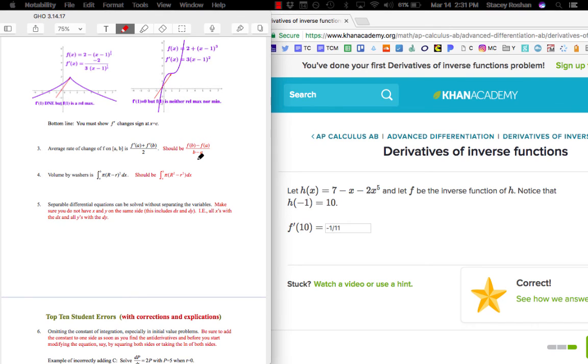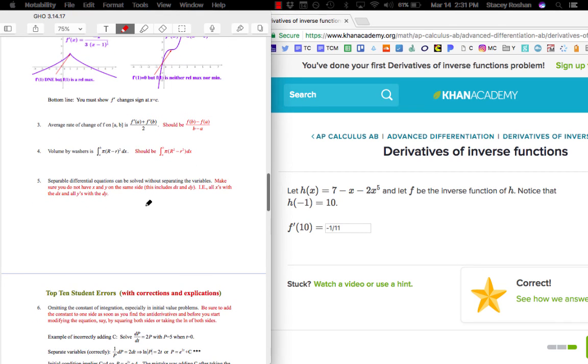If you want to do the volume of washers, I usually factor that pi out, but make sure you're doing radius outer squared minus radius inner squared and not doing radius minus radius and squaring the whole thing. That would be different. That would be a FOIL type thing. Remember, pi, integral, radius outer squared minus radius inner squared.